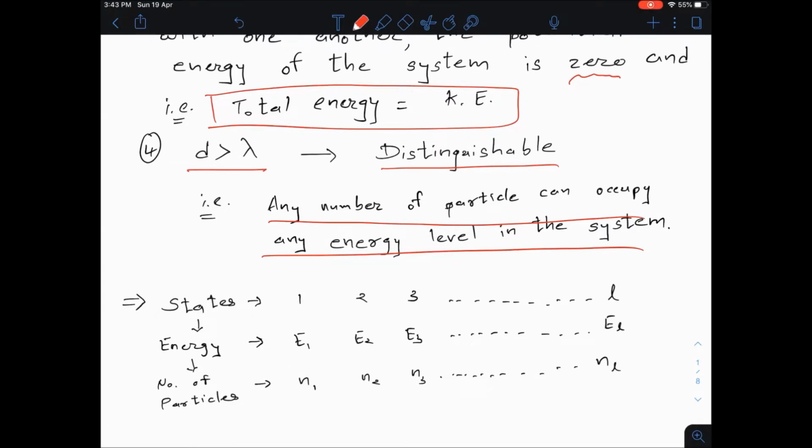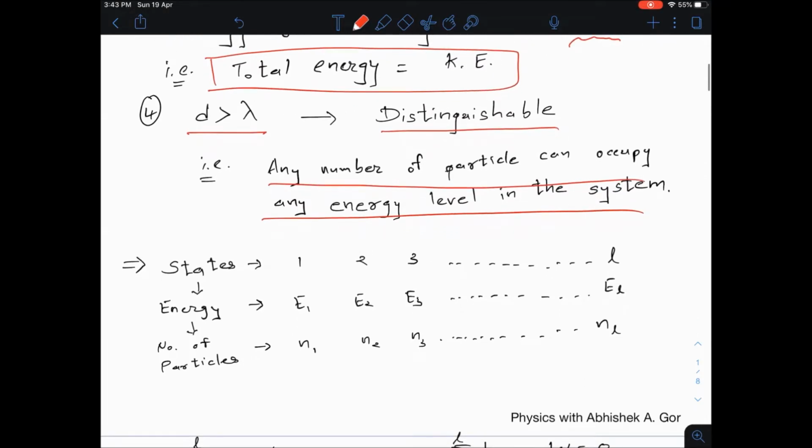Now let's go into the details. So let's say we have states 1, 2, 3, 4 and so on up to L, and the energies of these states are E1 for state 1, E2 for state 2, E3 for state 3 and EL for state L. And the numbers of particles which can occupy these energy levels are respectively N1, N2, N3 and so on up to NL. Now remember, any number of particles can occupy any energy level in the system.